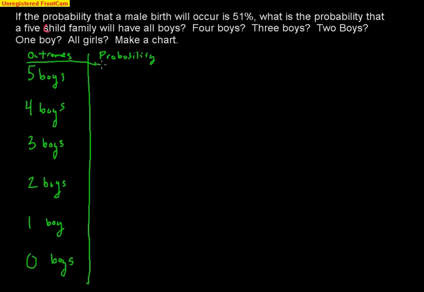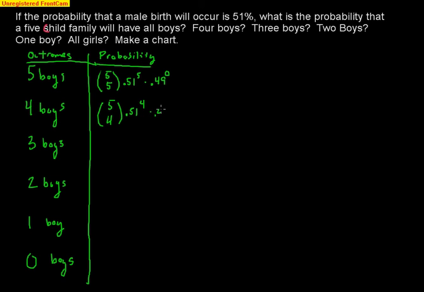So 5 boys, or 5 kids, choose all 5 of them to be boys. That would be 5 successes, so 5 choose 5 times 0.51 to the 5th, times 0.49 to the 0, the chance of having a girl, obviously none of those. 4 boys would be 5 kids, 4 of them chosen to be boys, 0.51 to the 4th for the 4 boys, times 0.49 to the 1 for the 1 girl, obviously.